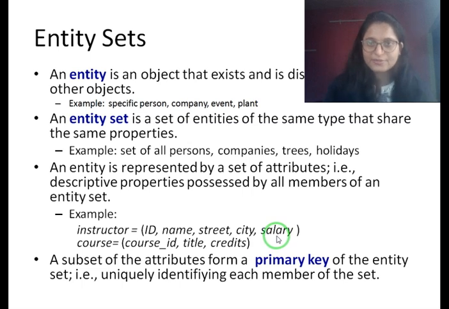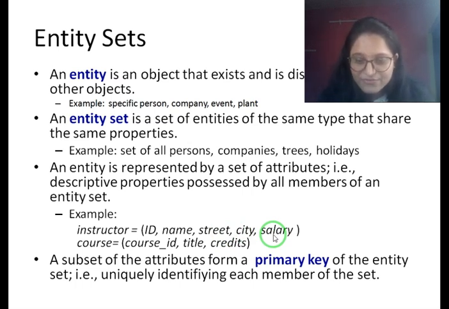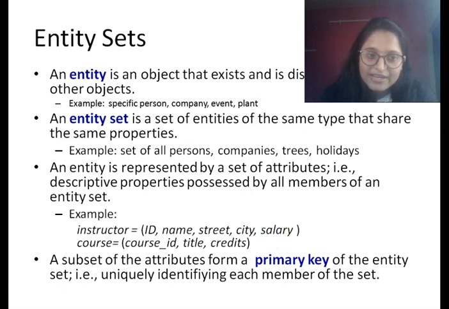Now in my instructor entity, suppose there are 10 entries, that is 10 rows. These 10 entries must have ID, name, street, city and salary. The values of these 5 are associated with all these 10 entries. So this is known as attribute for the instructor entity.